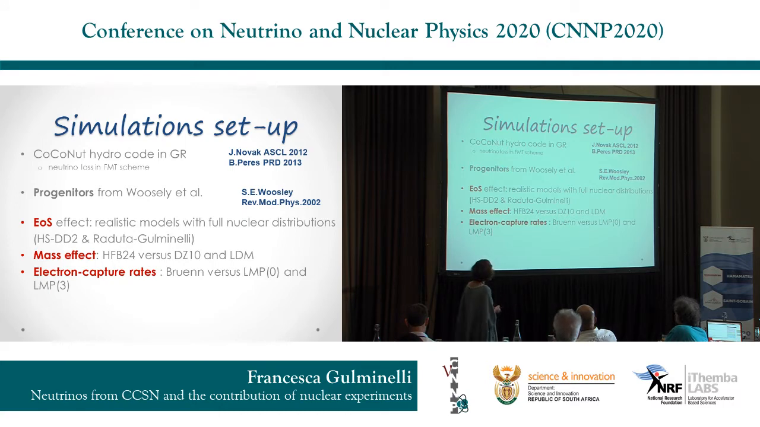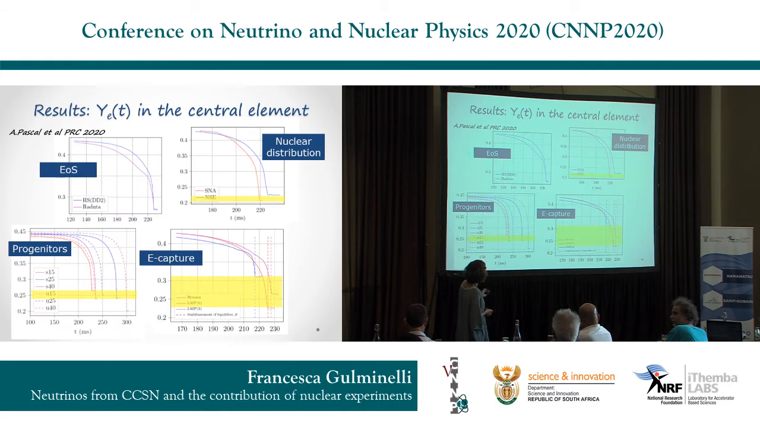And using that code, we were able to study separately the different microphysics ingredients, trying to disentangle the different things one from the other. And these are the equation of state, the mass model, and the electron capture rates. And so this is an example of the results. This is the evolution in time of the electron fraction during the collapse. So you see electron fraction goes down because the star is deleptonizing. And then the thing is finished here at the time of beta equilibrium, where the thing got settled.